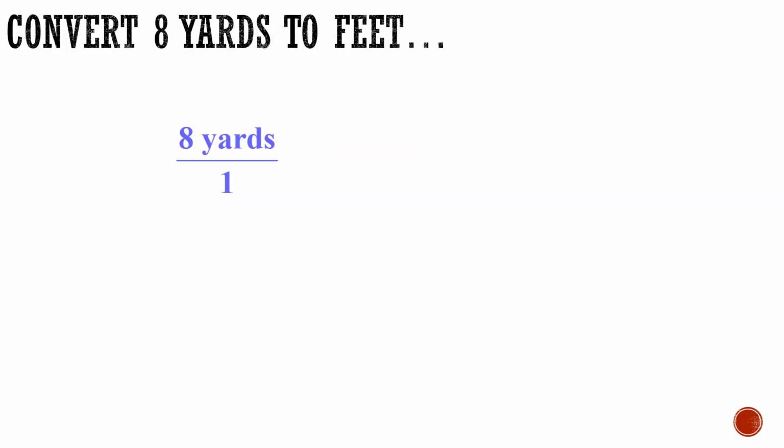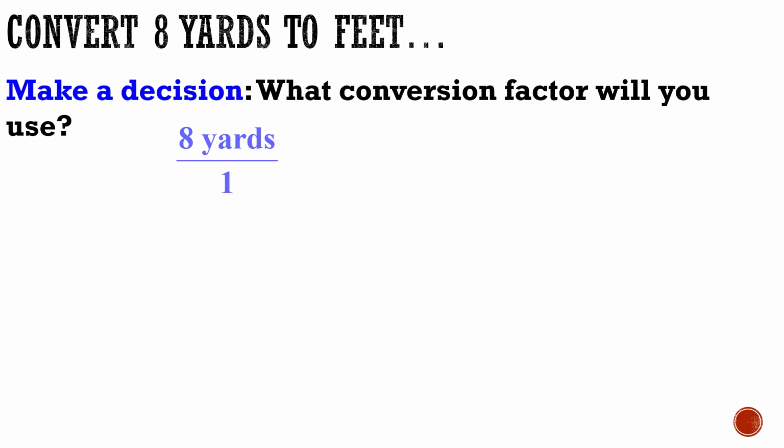Now we take that concept and we're going to apply it to converting 8 yards to feet. Now the important thing about doing a conversion is we need a conversion factor that's going to have whatever we're looking for as our final answer in the numerator. So notice that I want to convert to feet. I need a conversion factor that converts between feet and yards and has feet in the numerator. So which conversion will we use? 3 feet over 1 yard or 1 yard over 3 feet?